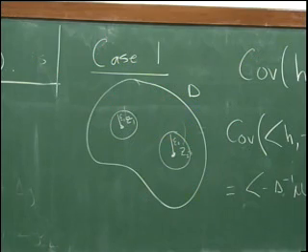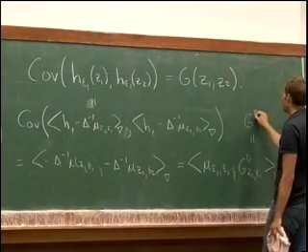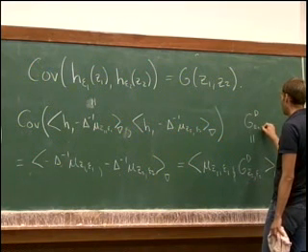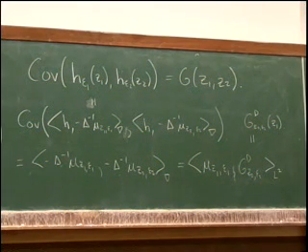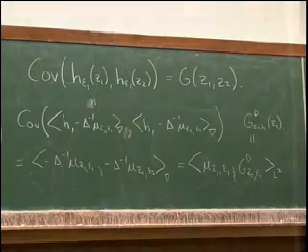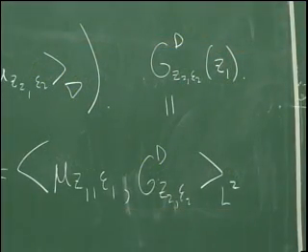So this just works out to be GD of Z2 epsilon 2 evaluated at Z1. Okay? Clear? And now, what's happening? That was supposed to be G of Z1, Z2, right? Oh, yeah, and why is that? That's right. Why is that? Took me a minute.